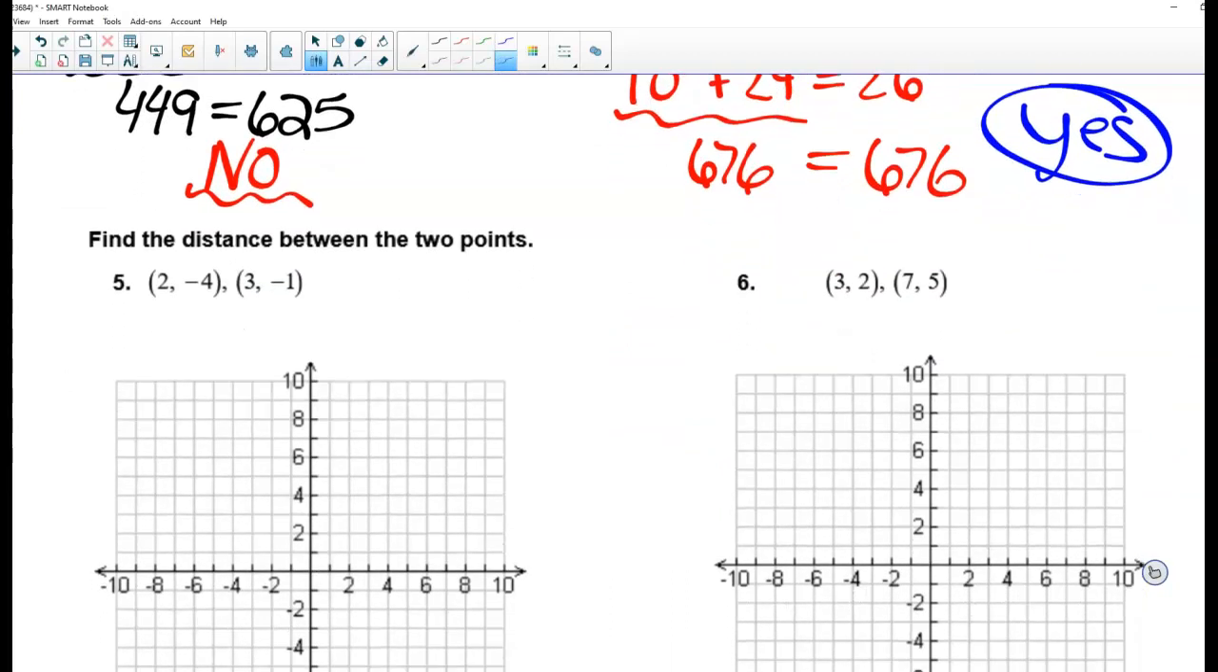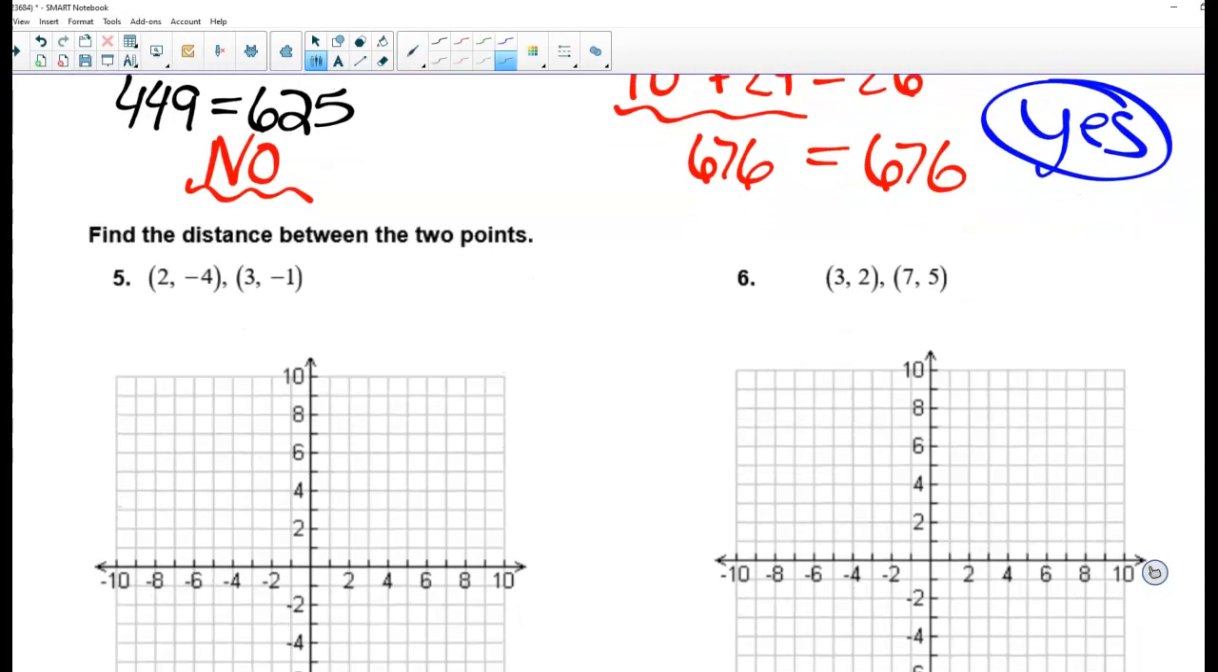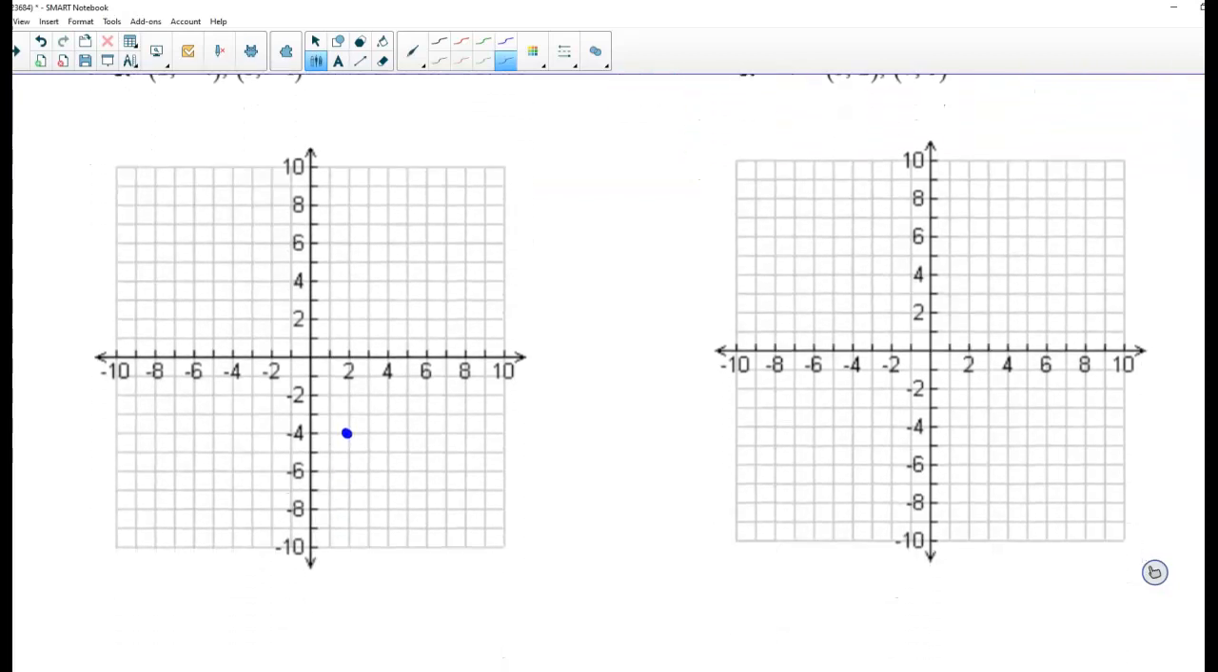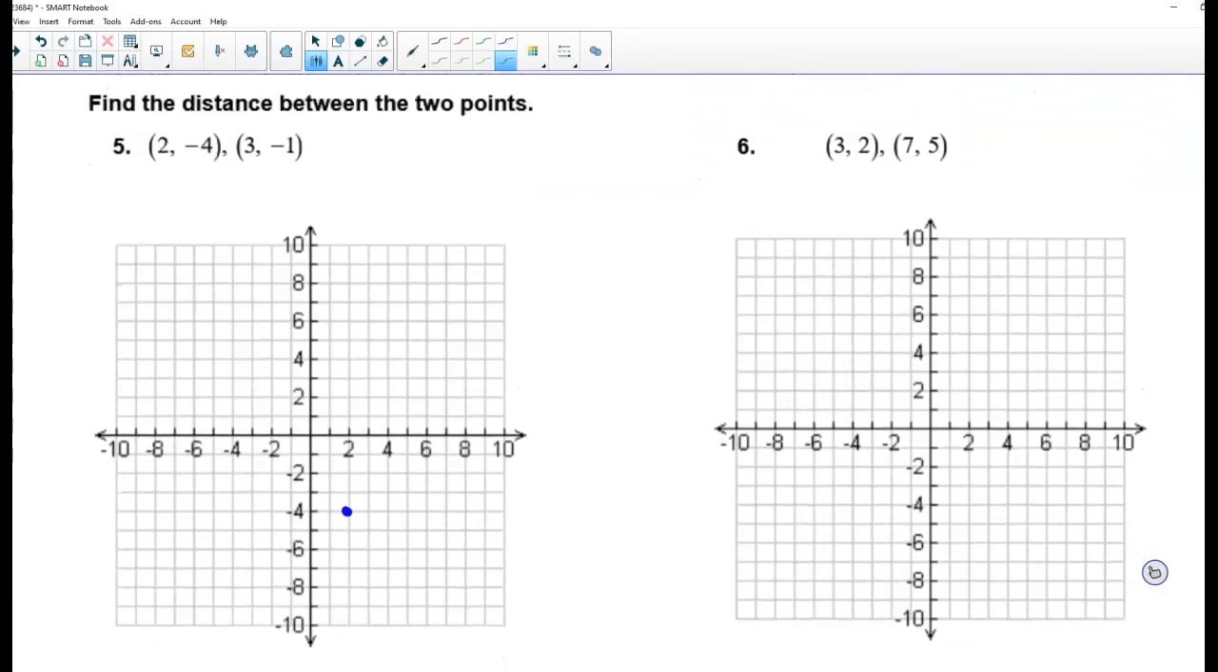So the first thing we need to do is plot the points. So we have 2, -4, so I go over 2 and down to 4. I'm going to move this down so we can see it a little bit better. And then 3, -1. So I go over 3 and 1, 2, 3, and down to -1. So that's what it wants me to find the distance between the two.